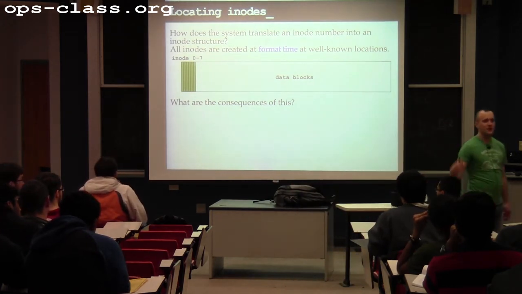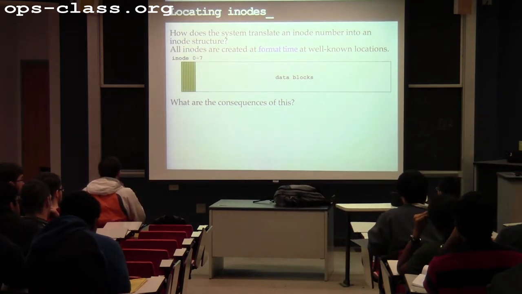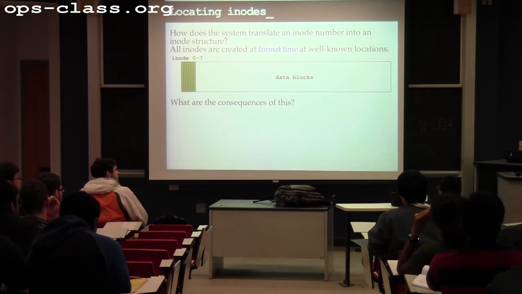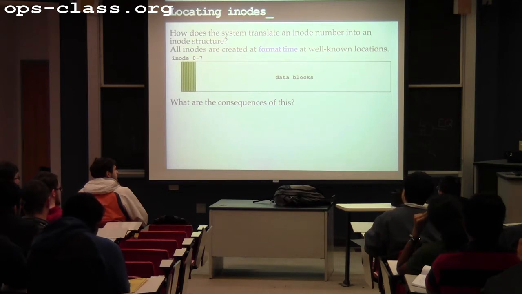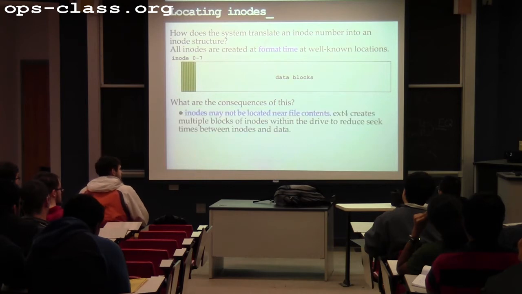Right, so what am I going to do after I find the inode? In most cases, what's the next place I'm going to go? To one of the data blocks, right? That's why I found the inode in the first place, to figure out what data blocks are associated with the file. Now, I've got all the inodes packed in one corner of the disk, and this means my disk is going to constantly be seeking back and forth between where the inodes are and where the data is, right?